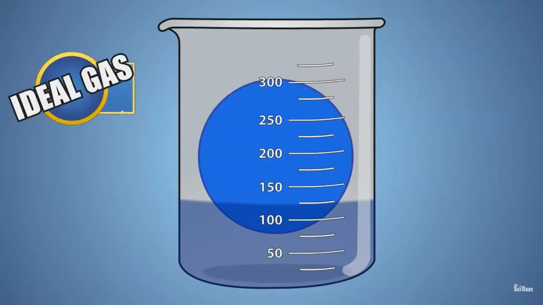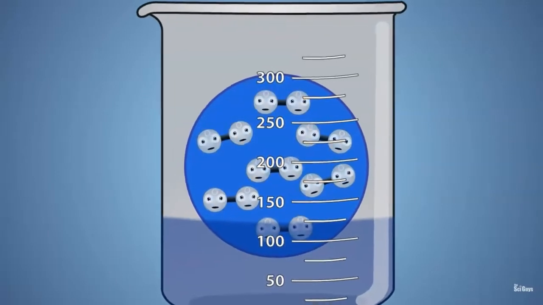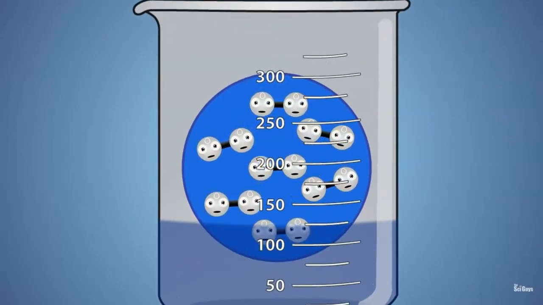As we mentioned in our last episode, an ideal gas is a theoretical gas composed of a set of randomly moving, non-interacting particles. Under normal conditions, many gases such as oxygen, hydrogen, and some heavier gases like carbon dioxide will behave like an ideal gas. This means they follow the laws of gases such as Charles' Law. In our experiment, our balloon is filled with gaseous air molecules.